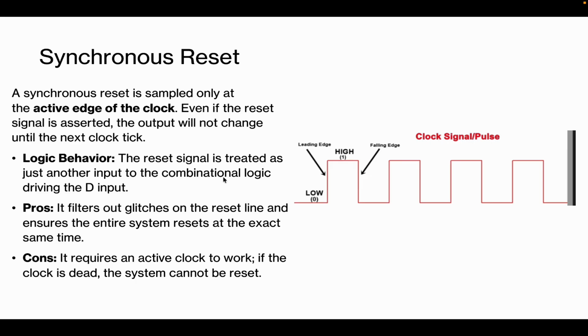Logic behavior: the reset signal is treated as just another input. What they mean to say is, instead of giving the reset signal as a clock, we use it like the other inputs. Like for a D flip-flop, alongside the D input, you are giving reset as another input. Only if you give the reset input as high, or reset is equal to 1, it will act as a reset. That means your output will become 0. It filters out glitches on the reset line and ensures the entire system resets at the exact same time. So synchronous reset has fewer glitches and it will provide a good result.